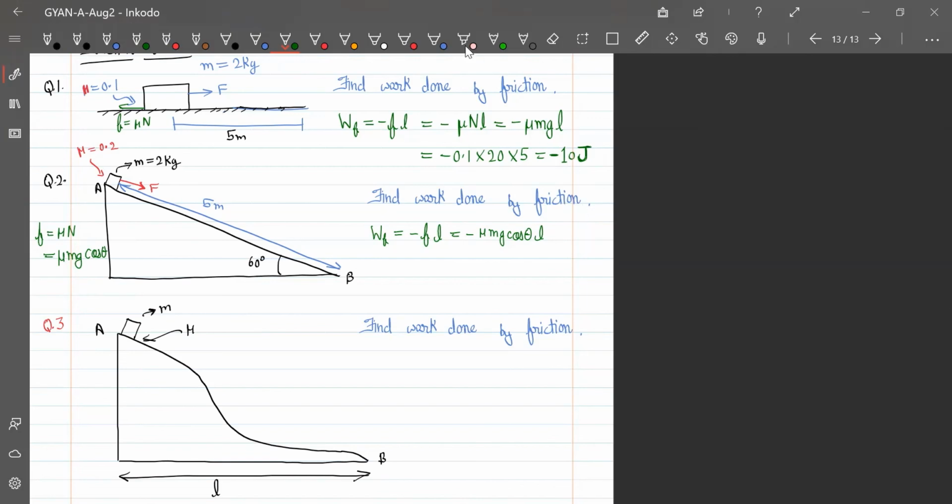And if we write this length as d, it will be mu mg into d cos theta. If this length is d, what will d cos theta be? That will be the horizontal length. So I can write this as minus mu mg L. If this is 5, then this will be 5/2, that is 2.5 meter. So I can write this as minus mu, 0.2, mg is 20, and L will be 2.5.